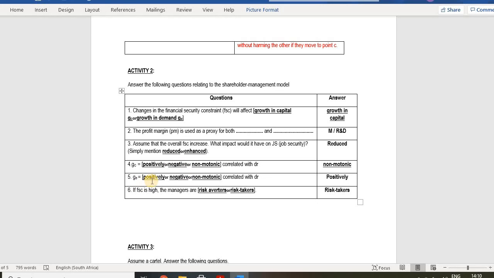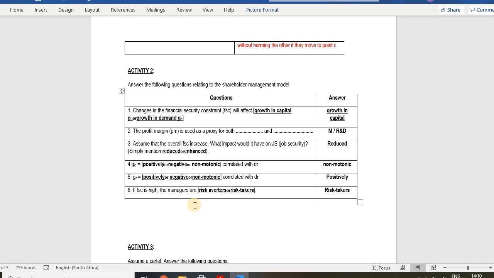Okay, and then number 5 says GD, which is growth in demand, is equals to positively or negatively or non-monotonic correlated with diversification rate. Therefore, in this case, it will be positively correlated. It means that there's a positive relationship between growth in demand and a rate of diversification.